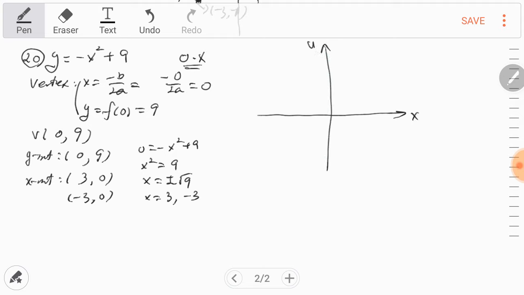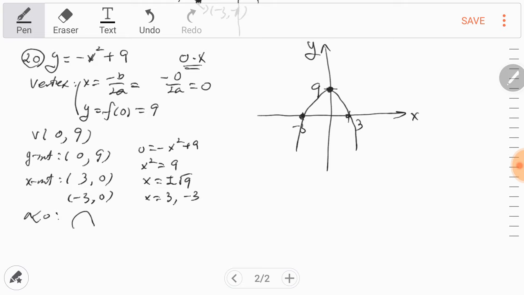The vertex is (0, 9). And here the x-intercepts are 3 and negative 3. And we know the leading coefficient is less than 0. The graph will be what? Concave down. So this makes sense. Concave down. Right, so this is the graph.